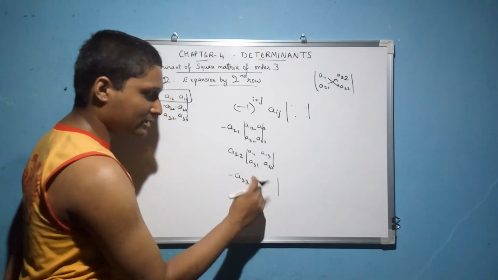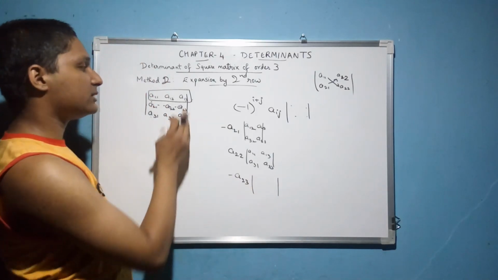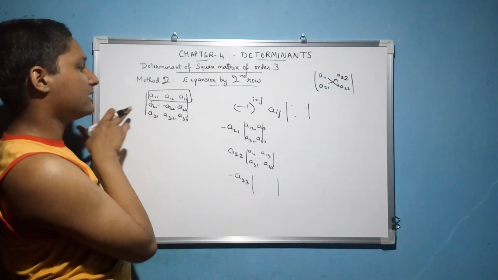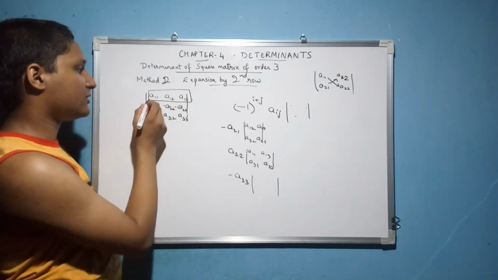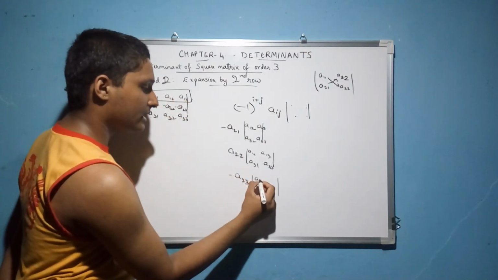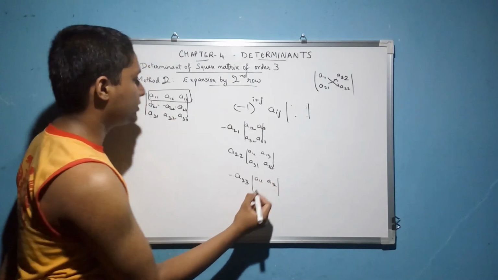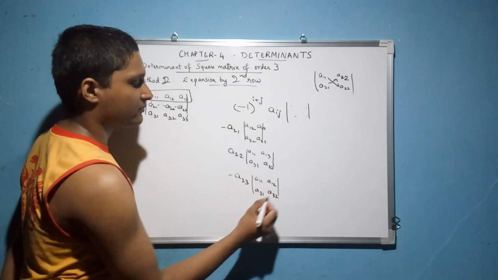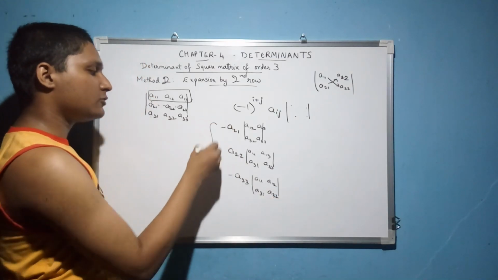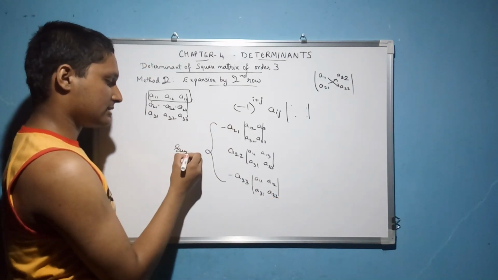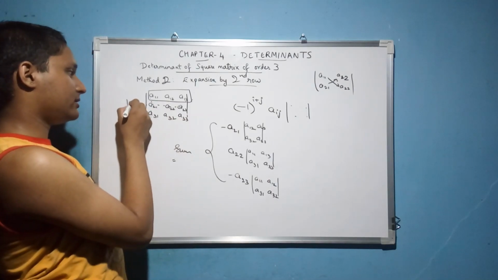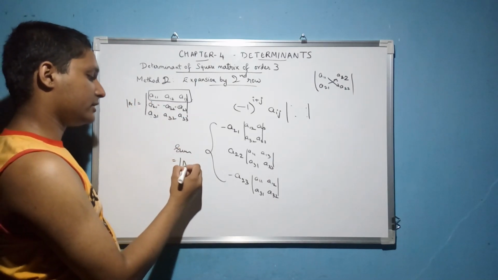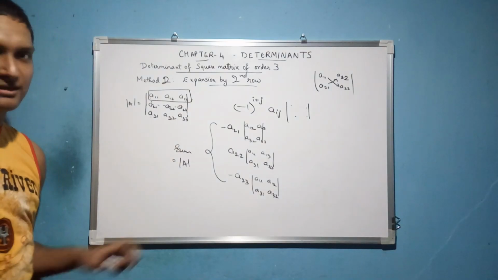So next I have only the determinant part. For the determinant part I should remove this row and this row. So for that we get A11, A12, A31 and A32. In this format you are going to get it. If you add all the three, the sum of all the three is the determinant of A. Okay, somehow we can find it out.